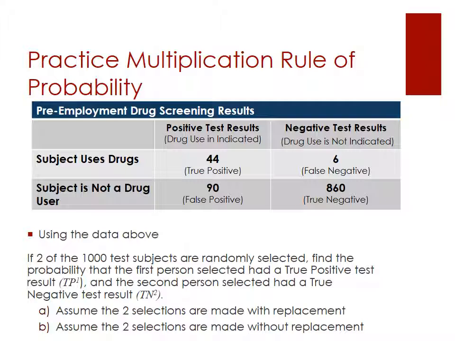We want to find the probability the first person selected had a true positive test result, or TP1 as I designated it here, and the second person selected had a true negative test result, or TN2 as I designated it here. You need to solve this problem both for part A, assuming the 2 selections are made with replacement, and part B, assuming the 2 selections are made without replacement.